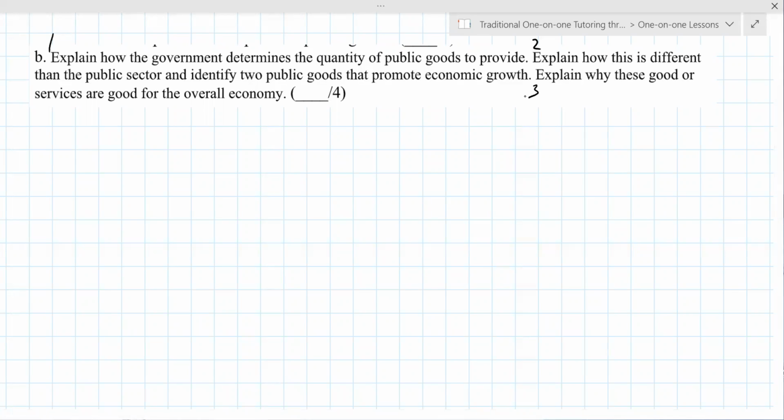Okay, so the government is different than the public sector. The government has control. Why does the government have control? The government runs certain things in our world. They run things that are too big for anyone else to run, like education, national defense, infrastructure, the things that are too big for a state to try to control.